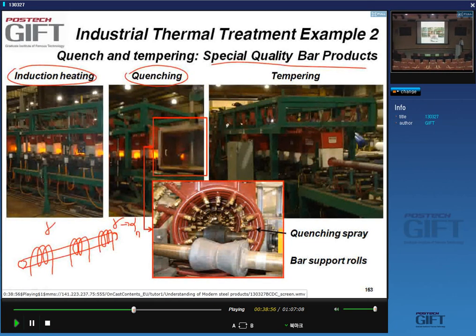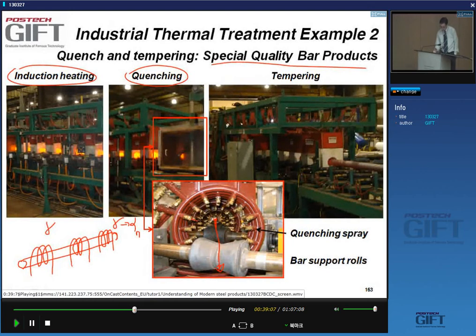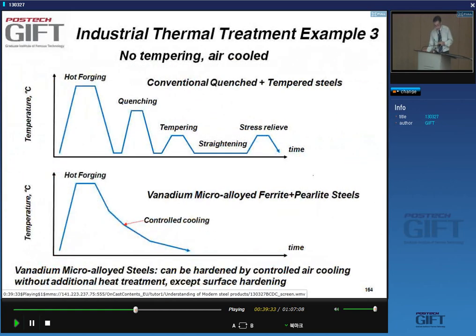And you can see how this is done in this unit. The bar would move from the back here to the front on these special rollers. And then the spray nozzles here would spray the quenching fluid, water, onto the bar. And then after that, you have martensite. After that, you do a lower temperature tempering, so the material regains its toughness. We'll come to that in a moment. So heating, cooling, reheating is very often used in thermal treatments of steels, in particular engineering steels.